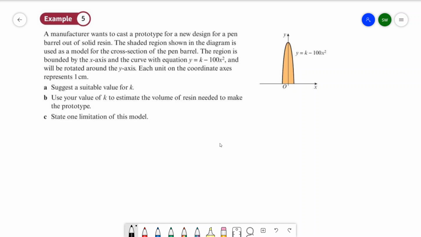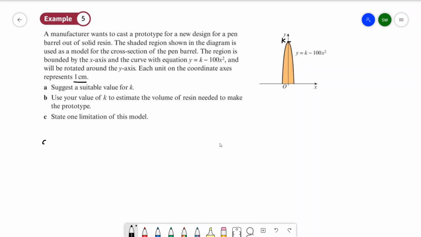So I don't know whether they imagine screwing on perhaps the mechanism for the top of the pen to make it click. But if you imagine it, the tip of the pen is going to be at the top here. So we're asked to suggest a suitable value of k, and obviously k is going to give you the y-intercept of this curve. So it's basically going to give you the height. And the units on the axes are 1 centimetre. So the pen barrel is going to be k centimetres long.